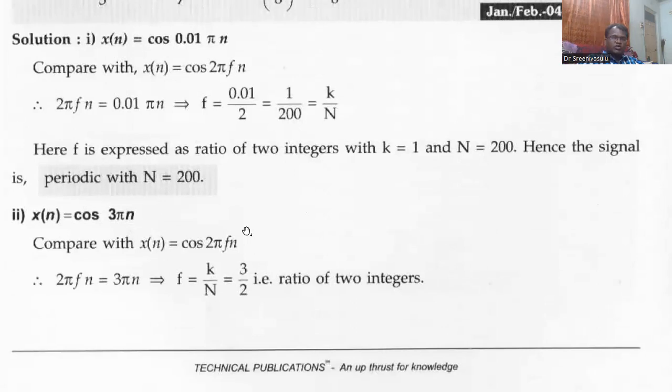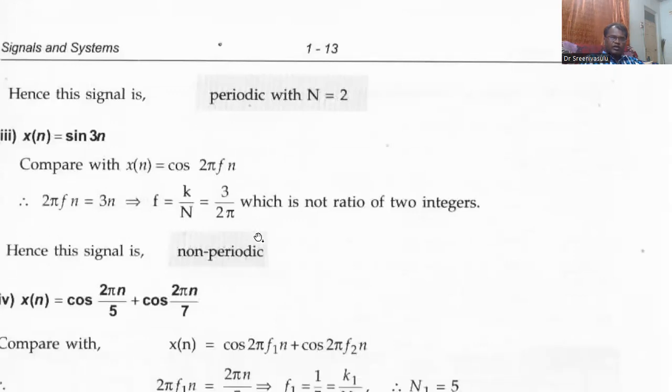Next, x of n is equal to cos 3 pi n. Now, observe here omega is 3 pi. So omega is equal to 2 pi f, it is equal to 3 pi. Then f is equal to 3 by 2, it is equal to k by n. So here k is equal to 3, n is equal to 2, so it is a rational number with fundamental period n equal to 2, meaning after every 2 samples, this cos signal is repeated. Okay, next.